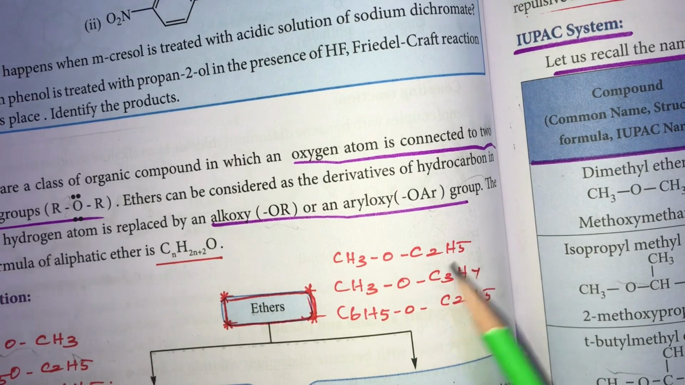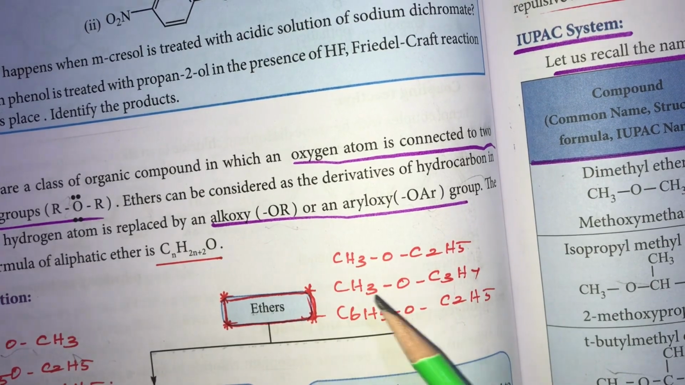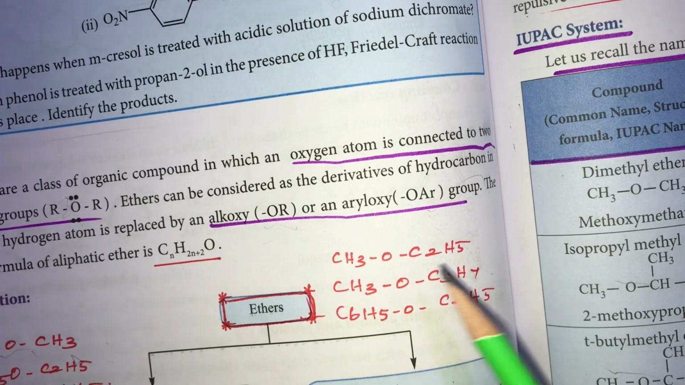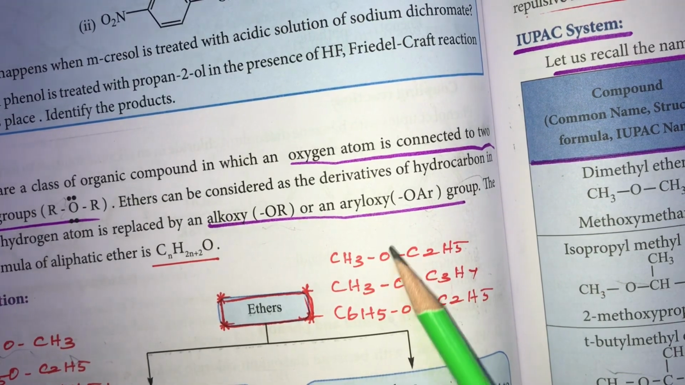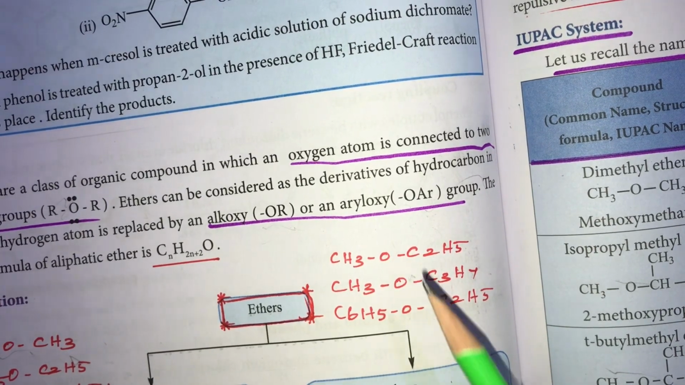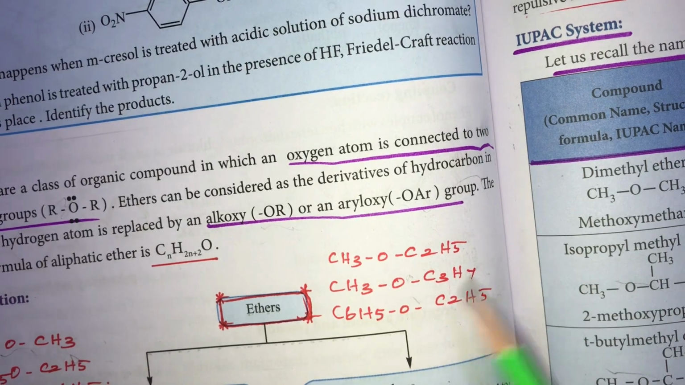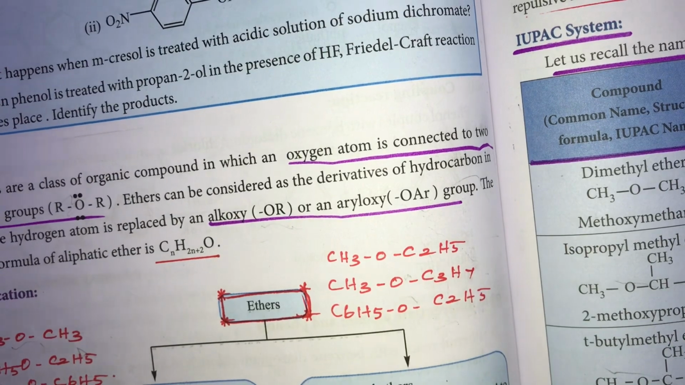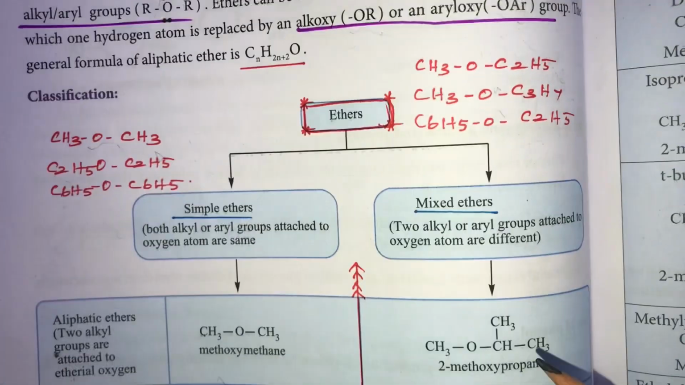Mixed ethers have different groups present on either side of the oxygen atom: methyl ethyl ether, methyl propyl ether, ethyl phenyl ether. Otherwise they are named methoxyethane, methoxypropane and phenoxyethane. So these are called mixed ethers, with different groups on either side of the oxygen atom.